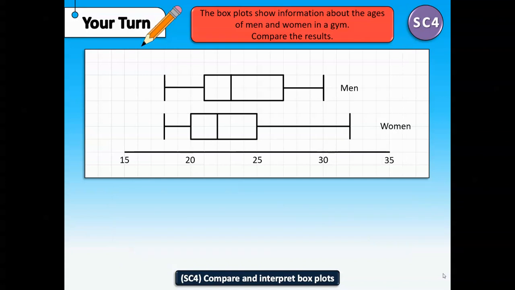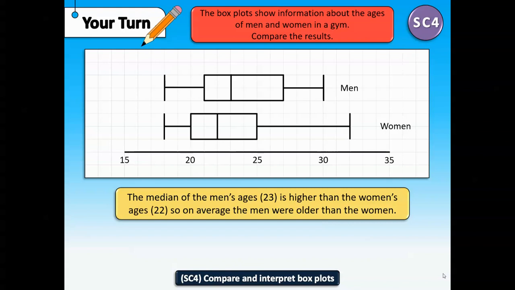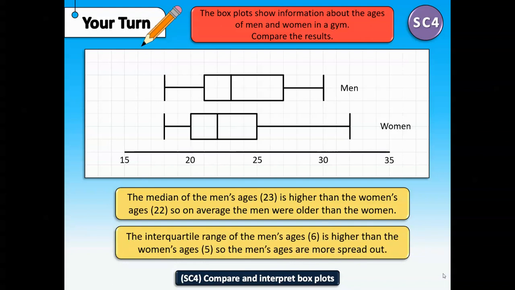Here's a question for you to have a go at. Pause the video, and when you're ready to see what you should have done, press play. So for this one, we need to have said the median of the men's ages, which is 23, is higher than the women's ages, 22. So on average, the men were older than the women. The interquartile range of the men's ages is 6 and is higher than the women's ages, 5. So the men's ages are more spread out.